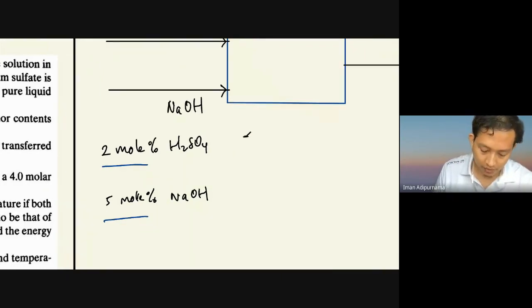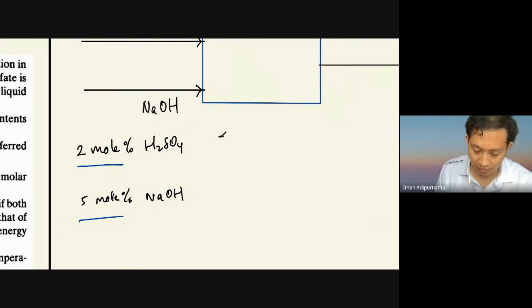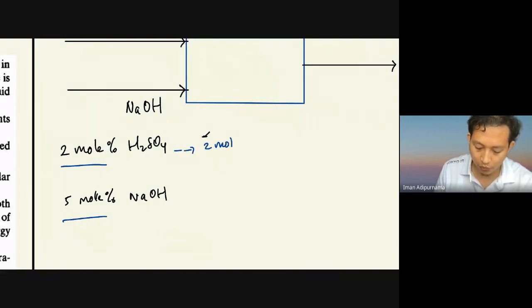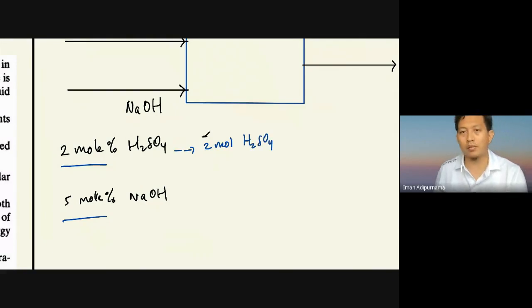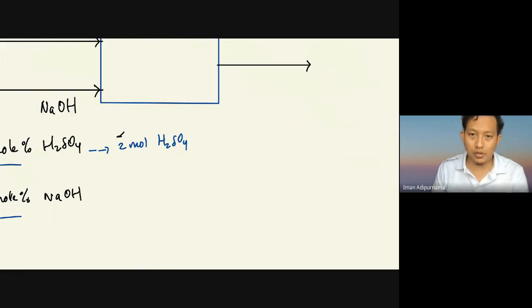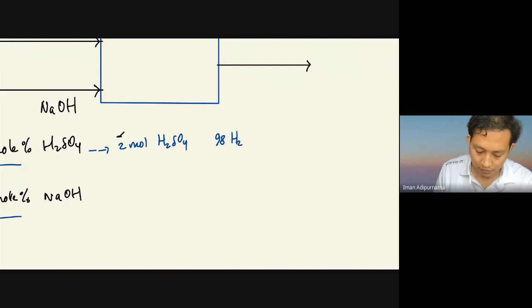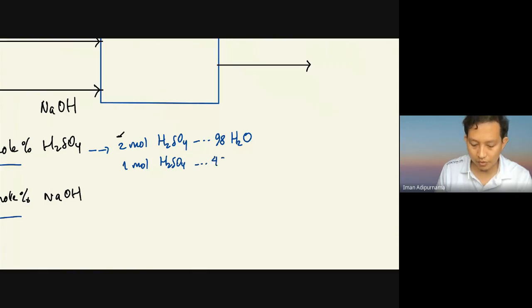2 mole% means if we assume we have 2 mole of the acid, then in the whole component we also have the water, right? So that 1 mole will be 49. Okay, if you think of this as solutions.